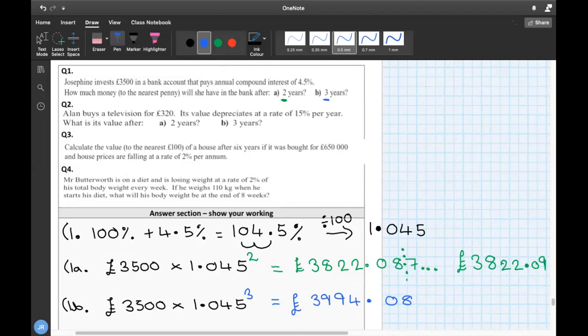3,994.081, and it doesn't even matter what the other digits are, okay, because it's a monetary amount, we must be rounding to 2 decimal places. So your final answer there is going to be £3,994, and that will stay the same, so it'll be and 8 pence.